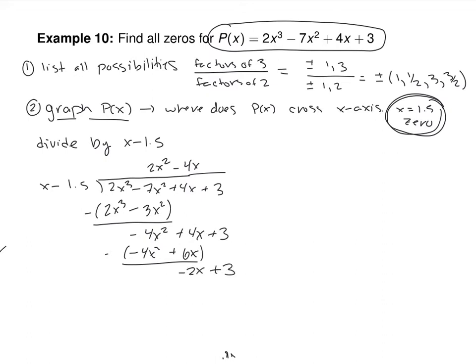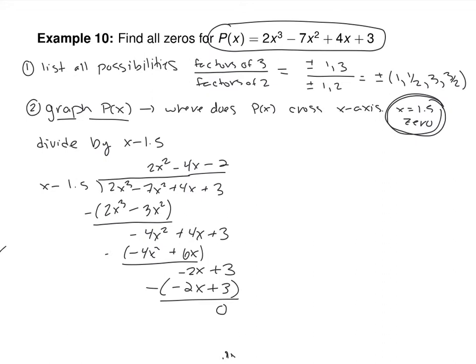Whew, and then the last thing, what do you multiply x by to make it match negative 2x? Negative 2. So it'd be negative 2x plus 3. Take it away, your remainder is 0. Is that supposed to happen? Yeah, you have to have the remainder being 0.